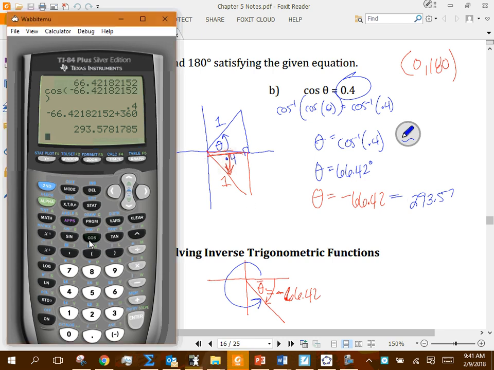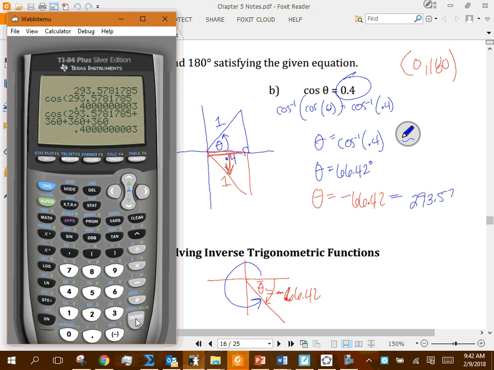So if I take cosine of that angle, cosine 293, hit enter, what should it give me? 0.4. And it does, right? But based on my directions, what is my only answer here? 66.42. Even though I've got those other angles that do give me 0.4 back, okay? And I could take this number here and add 360 to it, add 360 to it, add 360 to it, so I found a coterminal angle that went around 3 more times, hit enter, still gives me 0.4, right?